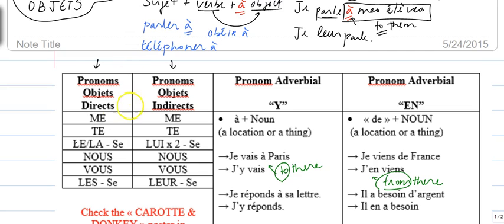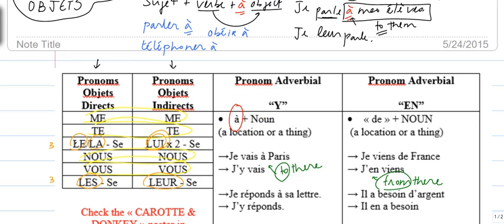Did you notice how they're mostly the same? Me, te, nous, vous. So the only ones that are different really are the third persons. Third person singular, this is him and this is her. This is to him and this is to her. This is them girls or them boys and girls or just them boys. This is to them. If I speak to them, je leur parle. Leur could be girls, leur could be boys, or both. Je leur parle.